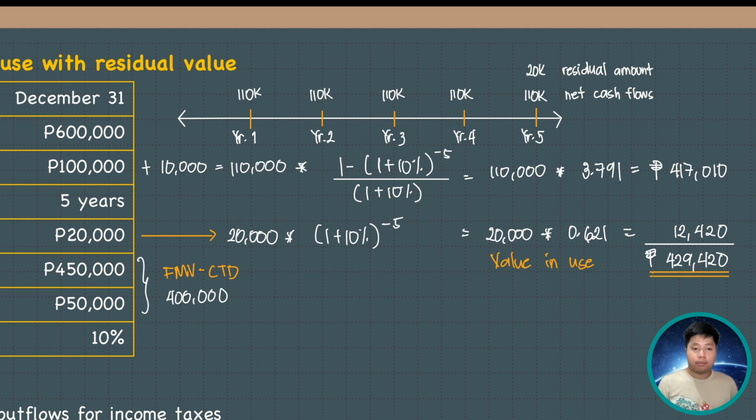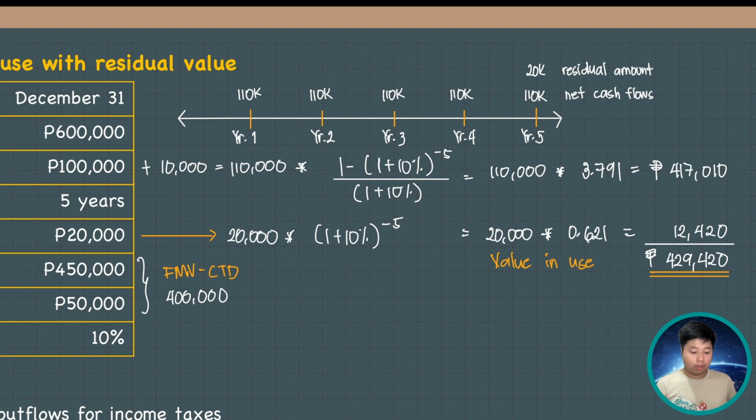How did we get the present value factor? We are going to use the formula 1 minus 1 plus 10% raised to negative 5, divided by 10%. That's how you will get the PV factor of 3.791. For the 20,000, we are going to multiply it by 1 plus 10% raised to negative 5, or the present value factor is 0.621. The total value in use is 429,420.